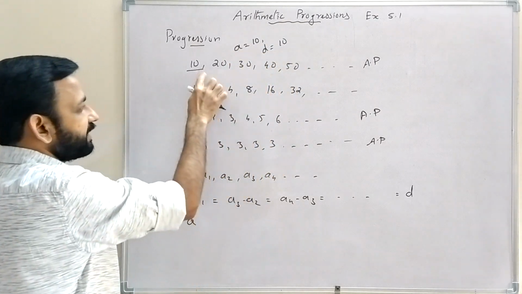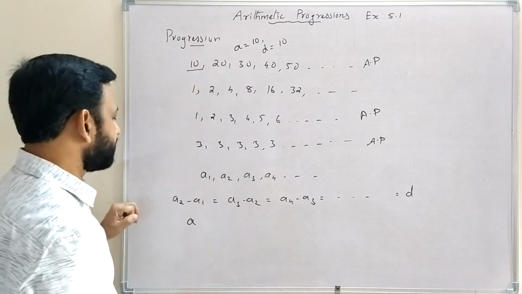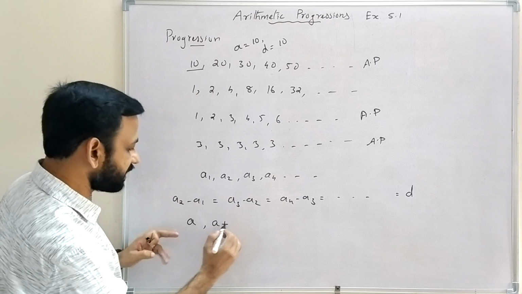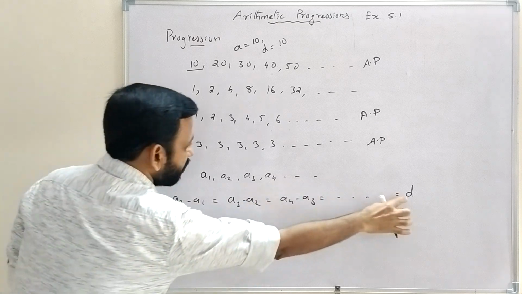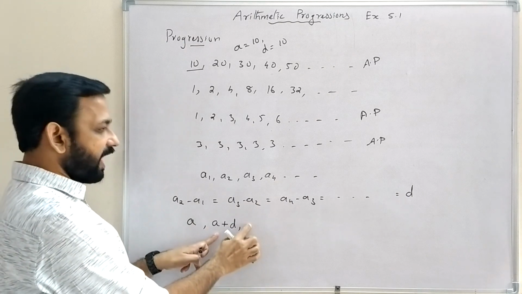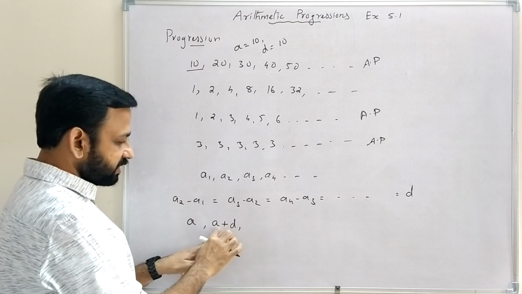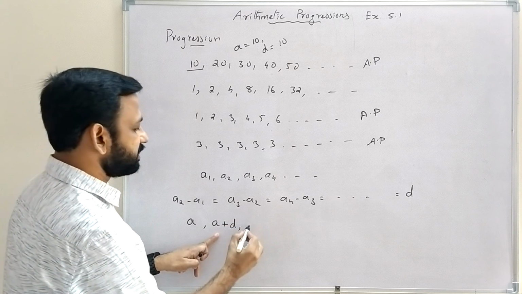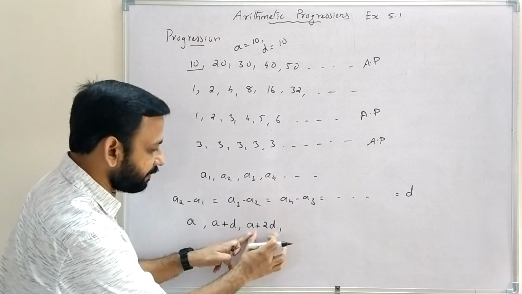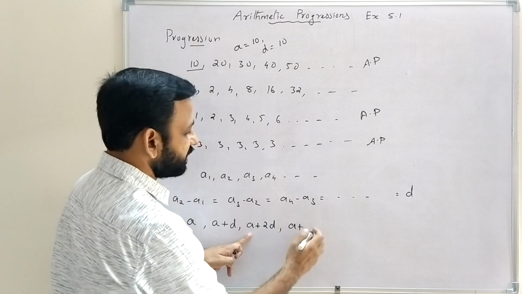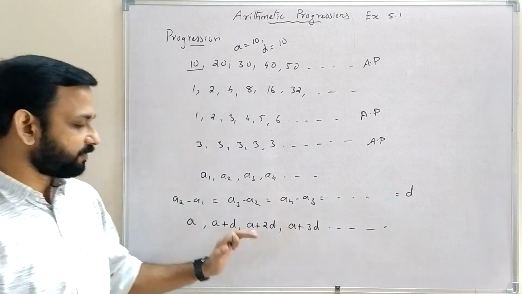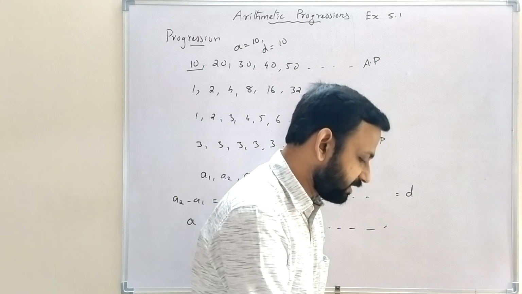So when we write the general form or the standard form of arithmetic progression, the first term is a, and the second term is obtained by adding a fixed term to the first term. That fixed term is the common difference, a plus d. Then the third term is obtained by adding d to the second one, that is a plus d plus d, that is a plus 2d. Then the fourth term is the third term plus d, that is a plus 2d plus d, that is a plus 3d. So it goes on like that. So this is the standard form or general form of an arithmetic progression.